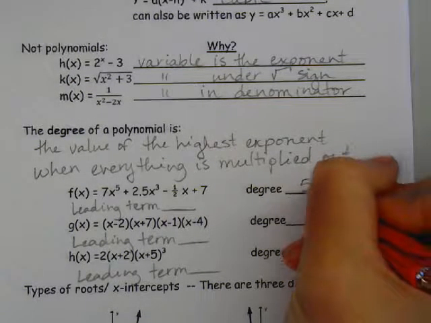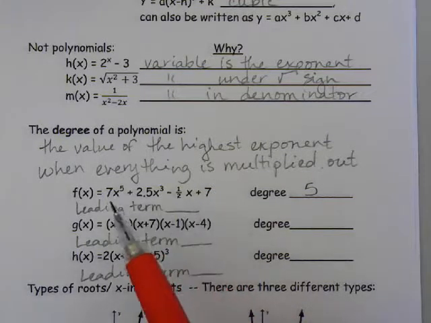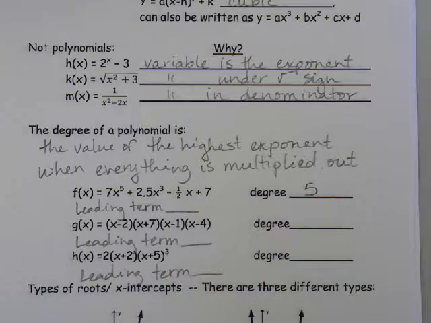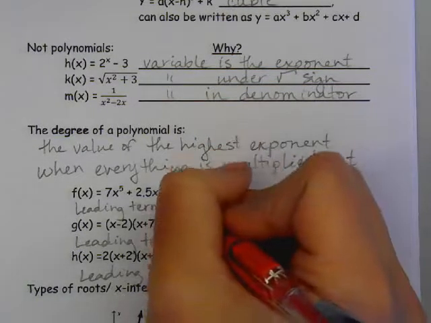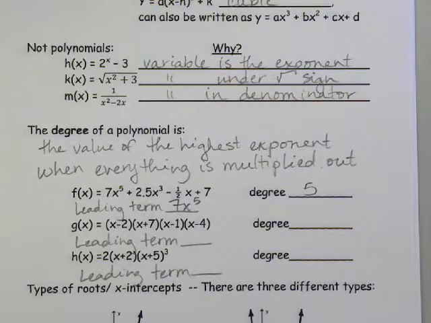5. That's already in standard form. You don't have to multiply anything out. What is the leading term on f of x? 7x to the 5th.